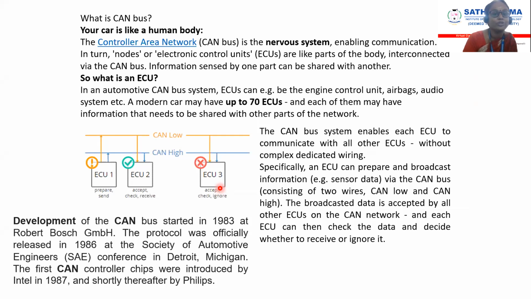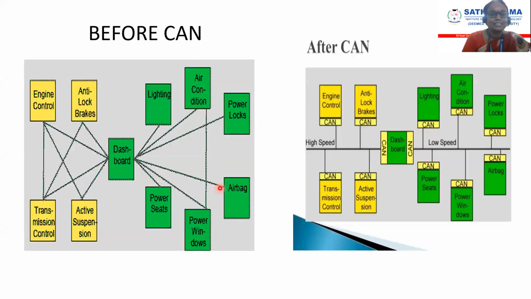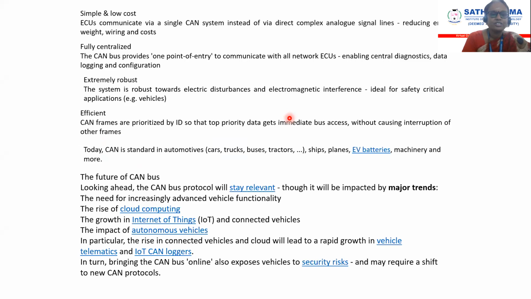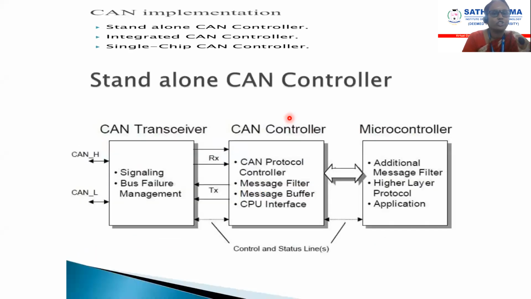CAN is a very important question. They have asked about CAN. What is CAN? You draw this diagram after CAN, don't draw before CAN. This diagram is necessary, and then you have to explain CAN applications, CAN advantages and future scope of CAN. Start from here. We have three types of CAN controller: standalone, integrated, and single chip. Only a single diagram. In standalone, these three are separated.